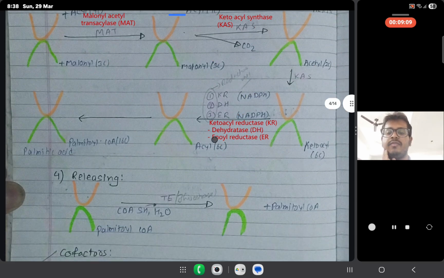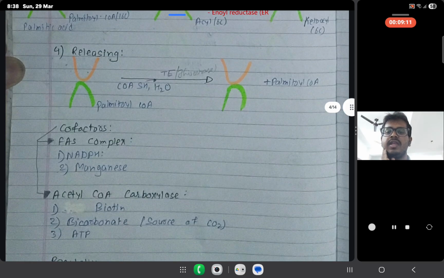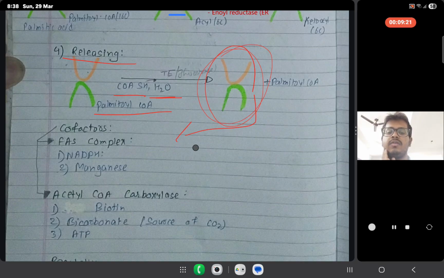Now the time has come for releasing. The thioesterase, in the presence of H2O, releases the chain, and now palmitoyl coenzyme A is formed. We have to form a 16 carbon compound, so this is formed.